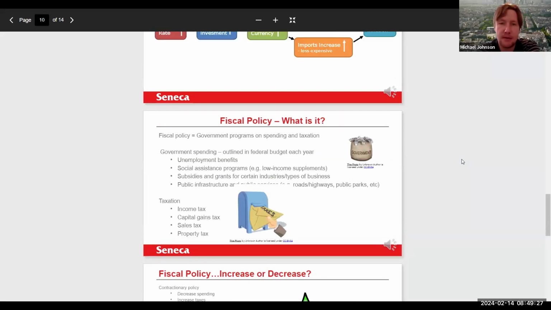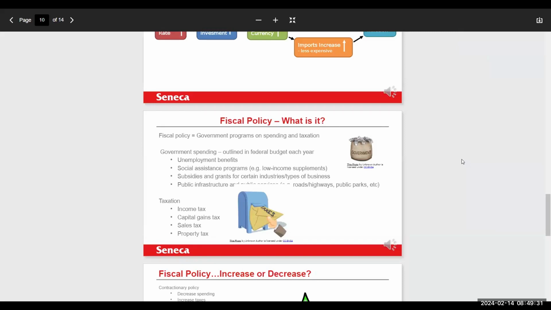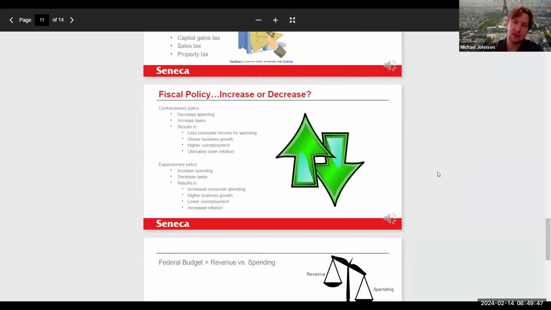Fiscal policy, what is it? Fiscal policy equals government programs, spending, and taxation. Government spending is outlined in the federal budget each year. Examples include unemployment benefits, social assistance programs such as low income supplements, subsidies and grants for certain industries and types of business, and public infrastructure: roads, highways, public parks, etc. Taxation includes income tax, capital gains tax, sales tax, property tax.